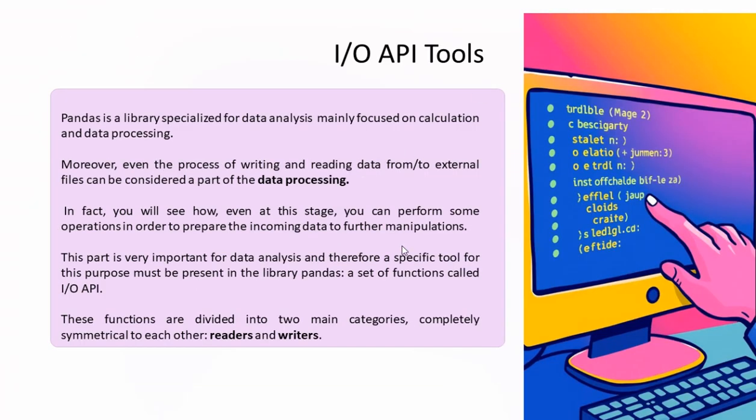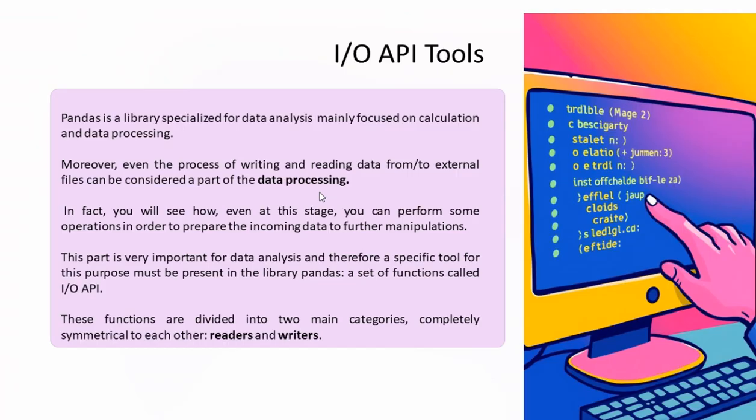These input-output API tools are provided to us by pandas. It is a library, as we studied in the previous sessions, with a lot of functionalities for data analysis, especially data processing. But apart from that, pandas also has a lot of tools for reading and writing data to and from external files. As we will see in the further sessions, not just data analysis is important; reading and writing data to external files is also a very important part of data analysis. That's why a lot of specific tools are provided by the pandas library.